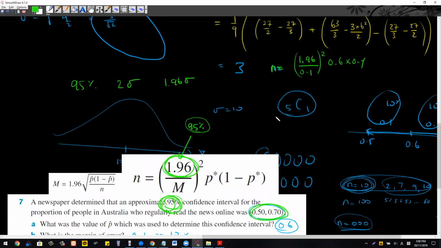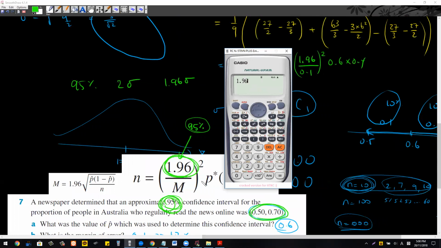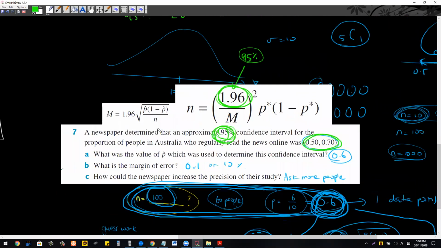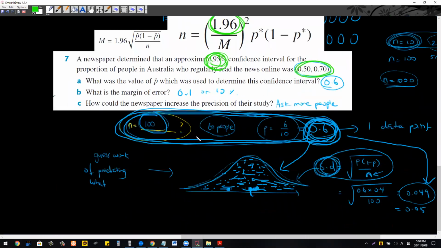So let's see what we get from this. It is 1.96 divided by 0.1, and then square it. I got 92.19. 0.6 times 0.4. So that gives us about 100 people, right? So that's what this is giving us. Yep. All right. So that's how you do question 7.